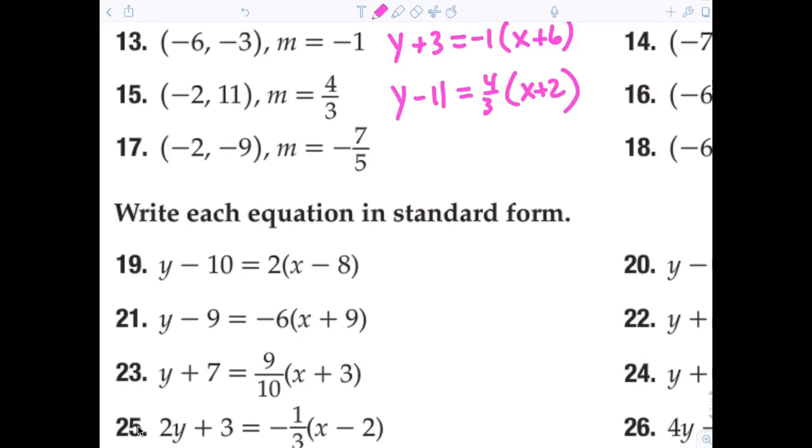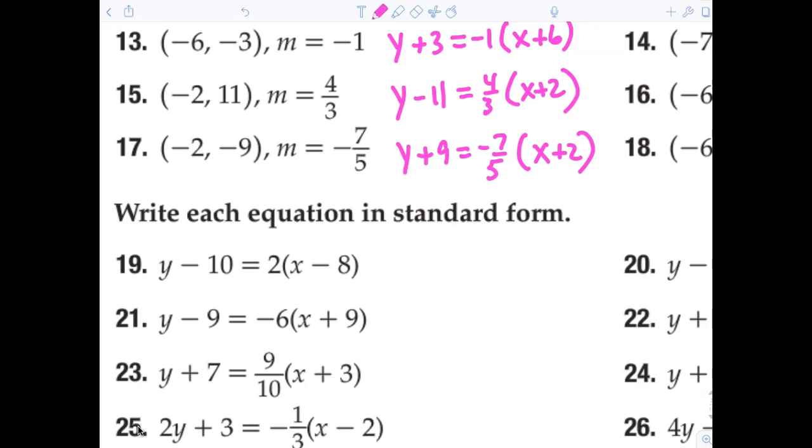Hubble, you're up. 16. 17. So it would be y plus 9 equals m parentheses. Oh wait, leave them alone. y plus 9 equals negative 7/5, then parentheses x plus 2. Look how simple. Yay. Very good.